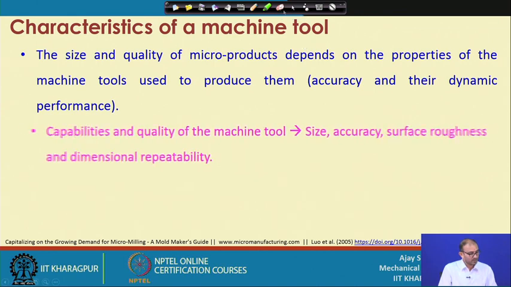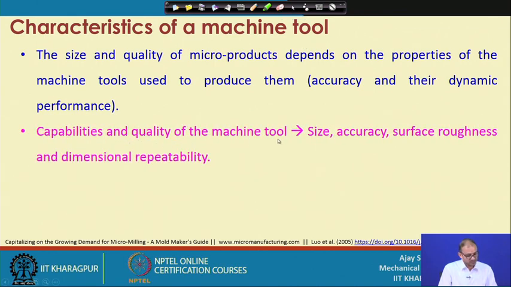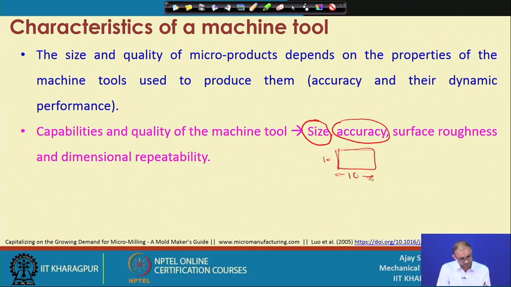So, capability and quality of the machine tool is related to the size, accuracy, surface roughness and dimensional repeatability. Size of the component, that means up to what size you can cut the component and how precisely you are cutting. Accuracy means if you want a 10 by 10 size of the component, whether you are getting exactly 10 by 10 or you are getting something different. So, that is determined by the accuracy. Surface roughness is important, because your dimension may be exactly whatever is the requirement or within the tolerance limit, but still you are getting a rough surface, right.